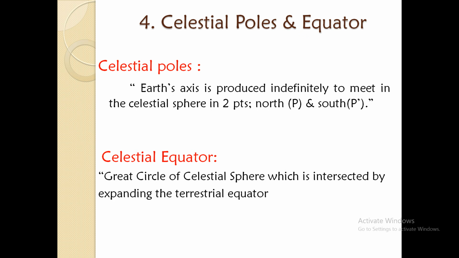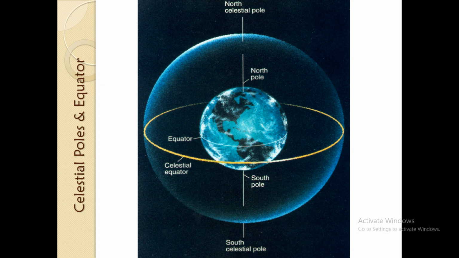Similarly, if these terrestrial poles are extended towards the celestial sphere, the axis will meet at 2 points on the celestial sphere, and those points are called the celestial poles. And the great circle which is perpendicular to the axis of rotation is called the celestial equator. As we can see, the axis of the rotation is extended towards the celestial sphere. It meets at 2 points, that is north celestial pole and south celestial pole.